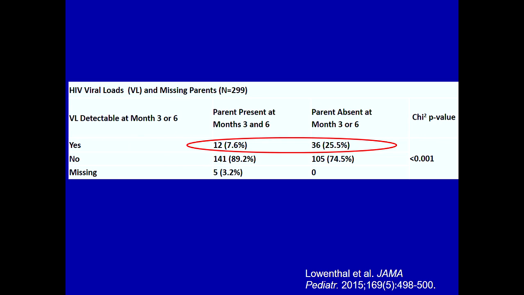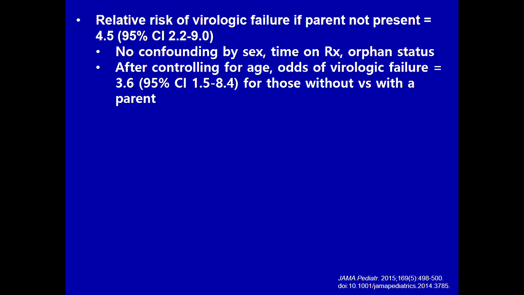And what you can see here is that among those who had a parent present at both the 3 and 6 month time points, there was a 7.6% failure rate by 6 months, compared to a 25.5% failure rate among those who did not have a parent present at both of those time points. The relative risk of failure if a parent wasn't present was 4.5, and there was no confounding by sex, time on treatment, or orphan status. There was, however, confounding by age.